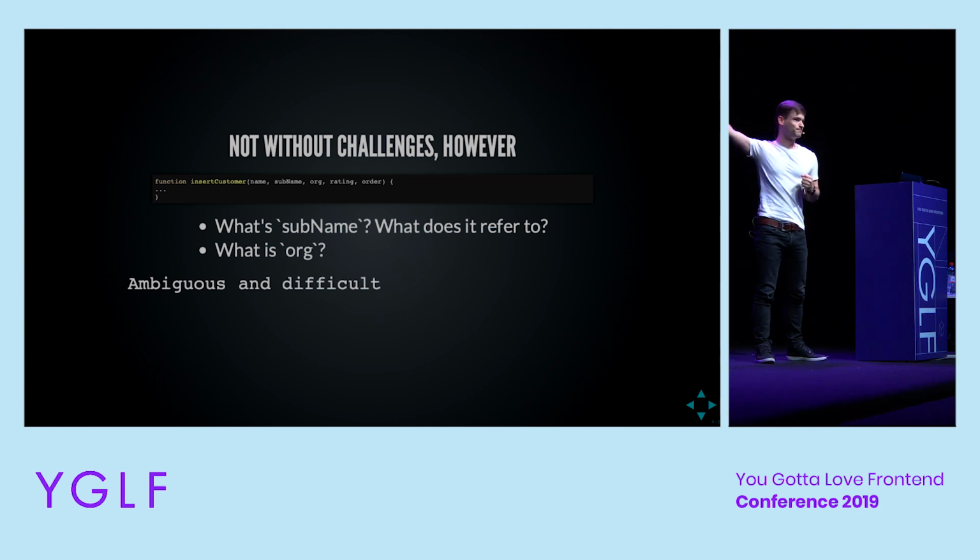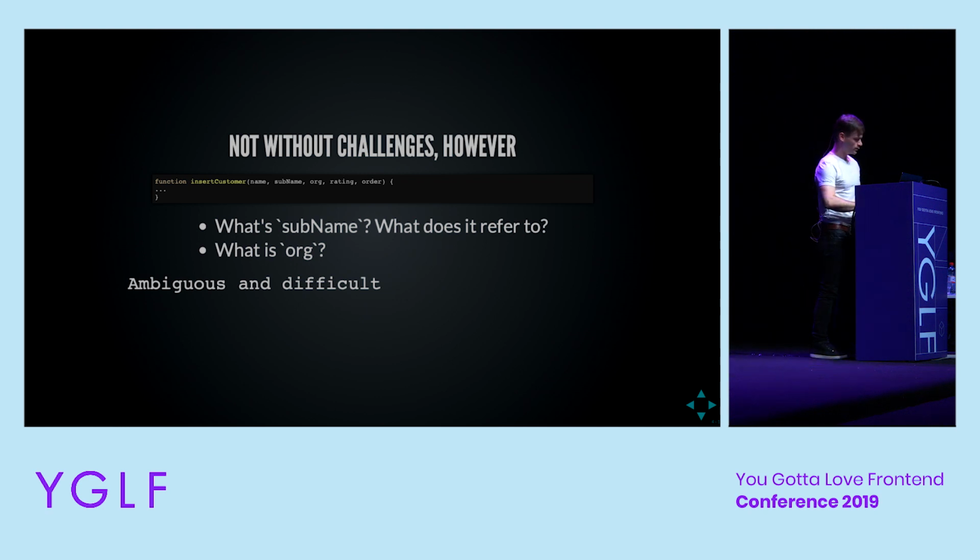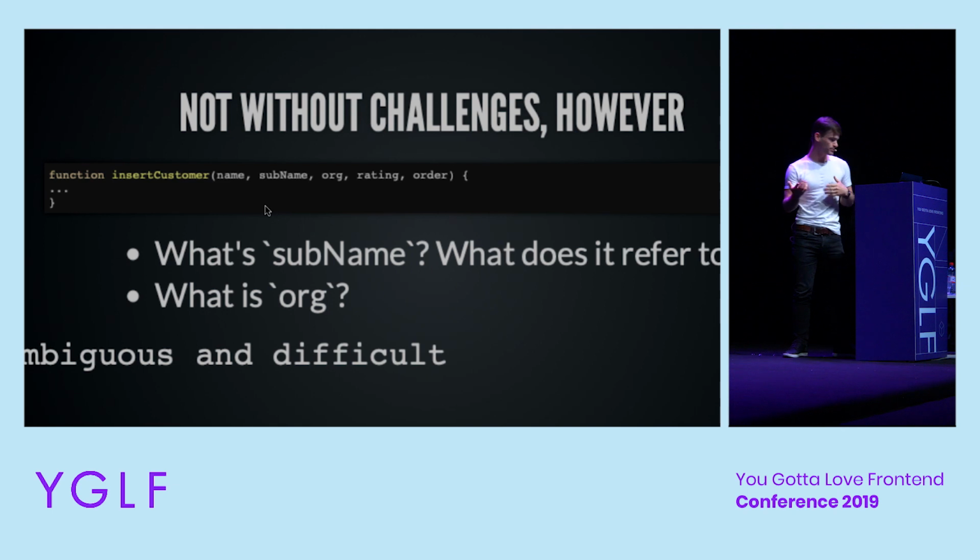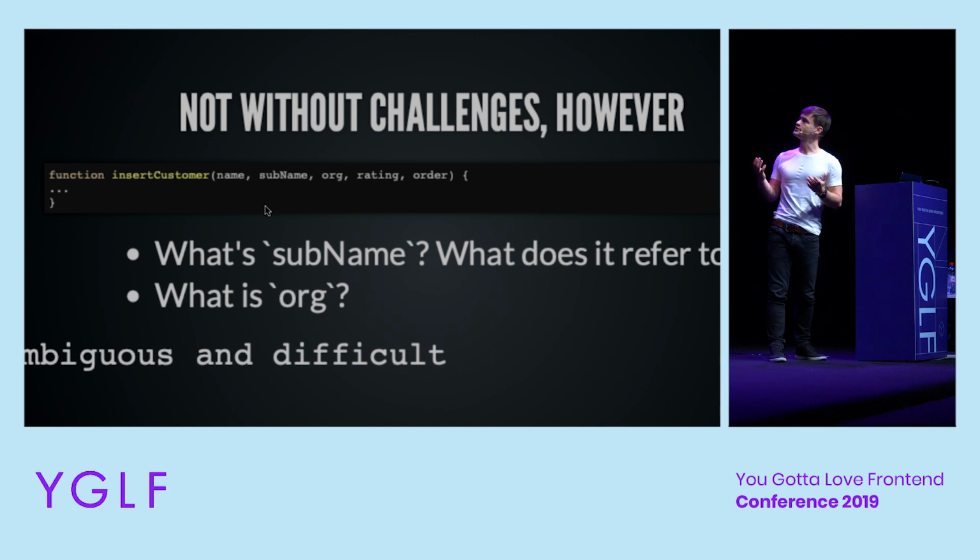Let's take this function. This function is nice. It's called insertCustomer. It takes a few arguments: name, subname, org. And the challenge is, just looking at that, I don't know what those should be. I don't know the types. I don't know really what this does, especially org. Org for me is a challenge.